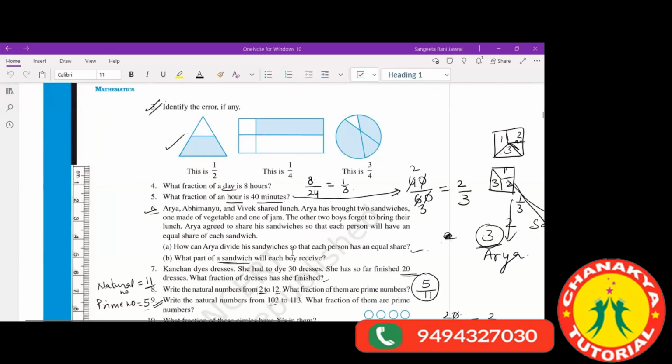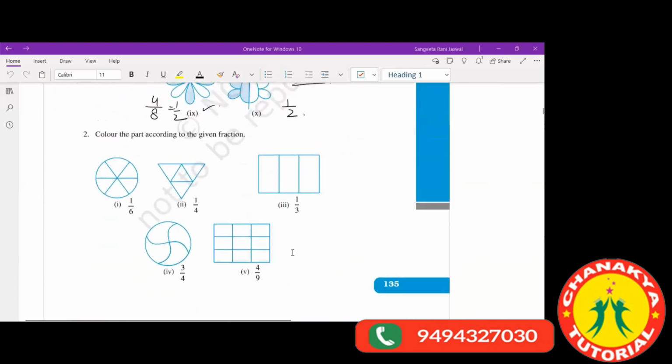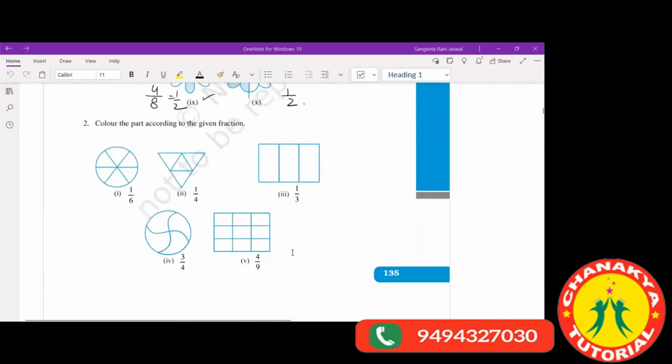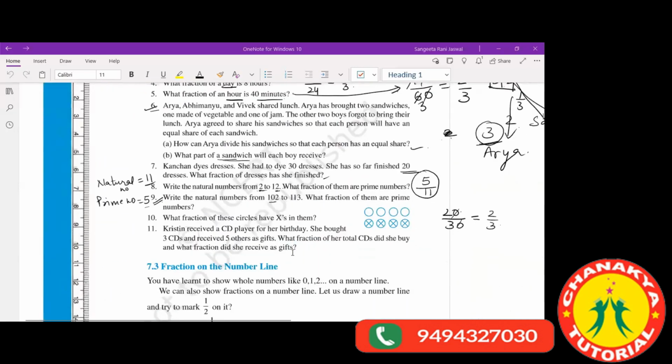So in the previous class, we had these type of questions. Then we moved on to the statement questions. Write the natural numbers from 2 to 12. This we had done. I had told you to continue with this while the class time got over. Write the natural numbers from 102 to 130. What fraction of them are prime numbers?